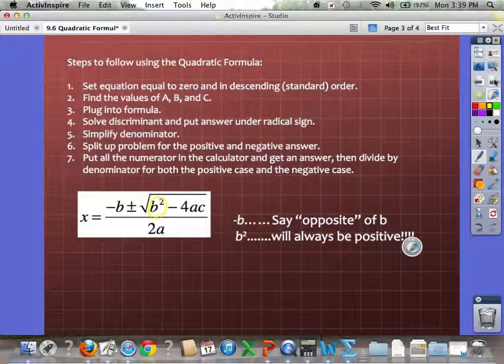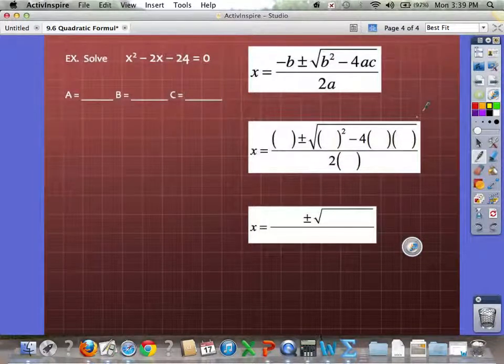Okay, so let's go and practice some. All right, let's see, what color will work? I think black. All right, so we're going to have a problem like this, x squared minus 2x minus 24. The first thing you want to do is make sure it's set equal to 0, which it is, and it is in descending order by the x's.